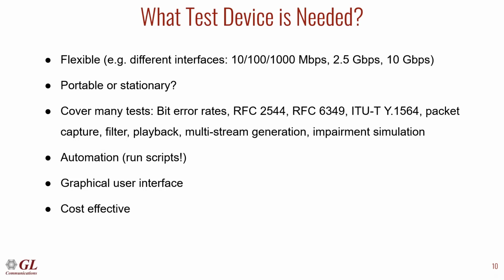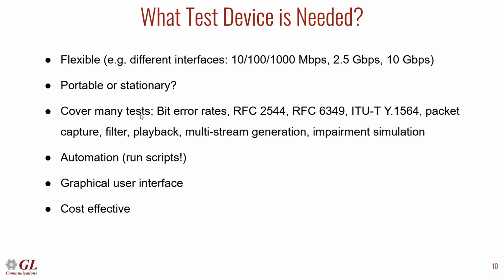Ethernet can be 10, 100, 1000 meg, 2.5 gig, 10 gig and above. So you want something that can adjust to these different types of speeds. Depending on your requirement, you may want either a portable solution that you can take out to the field, or you may want a stationary solution that you can deploy in a server room or in a laboratory.